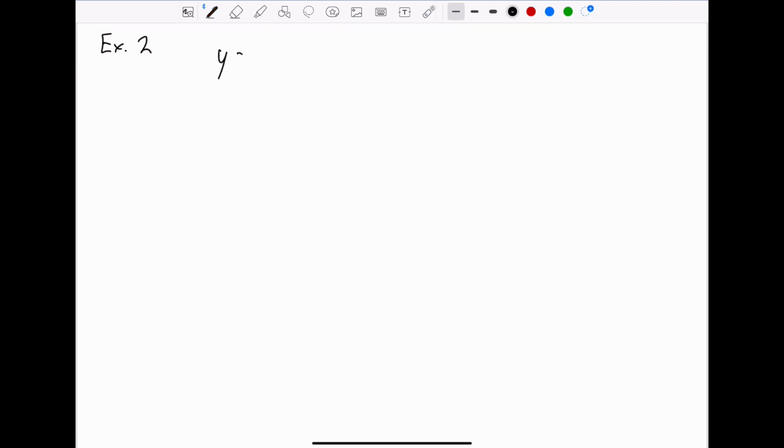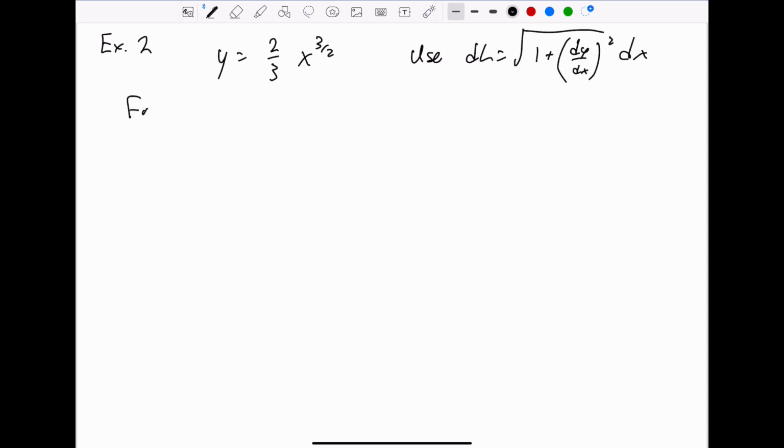So our function is y equals 2/3 x to the 3/2. We're going to use the expression for dl, the square root of 1 plus dy dx, quantity squared, dx, and we're going from x equals 1 to x equals 3. So our first step will be to find the derivative of y with respect to x. We're taking the derivative of 2/3 x to the 3/2.